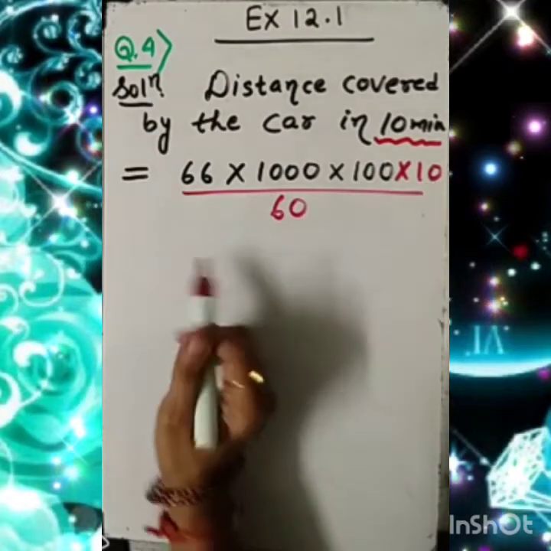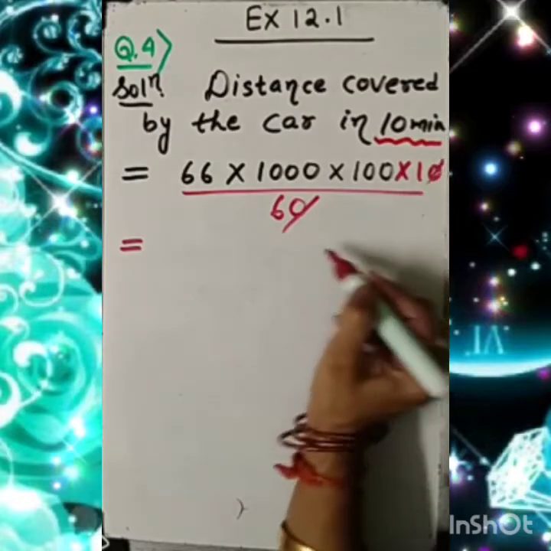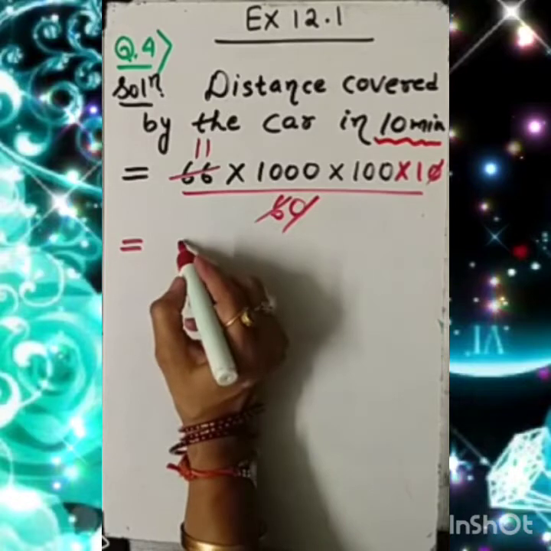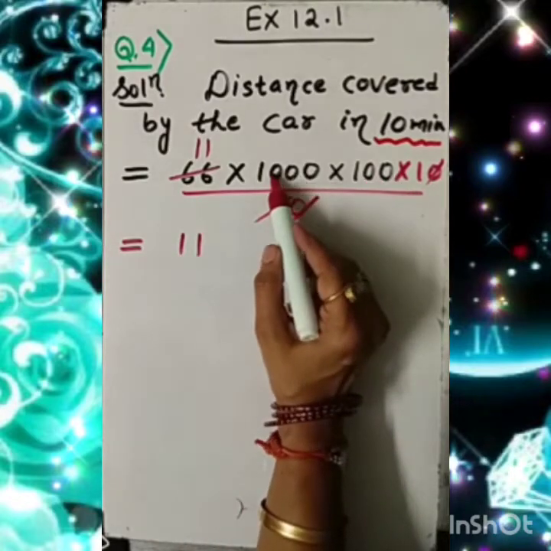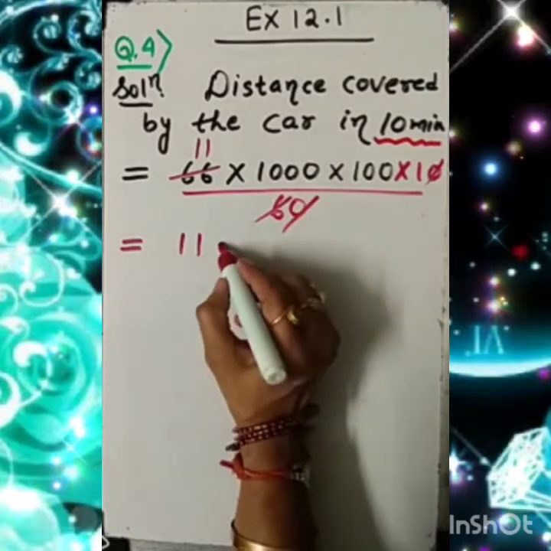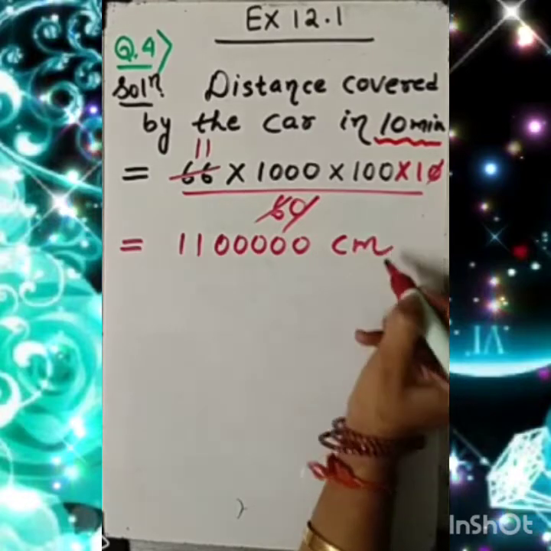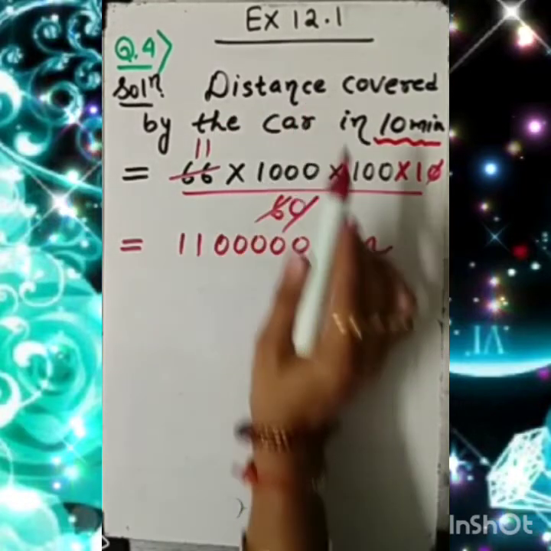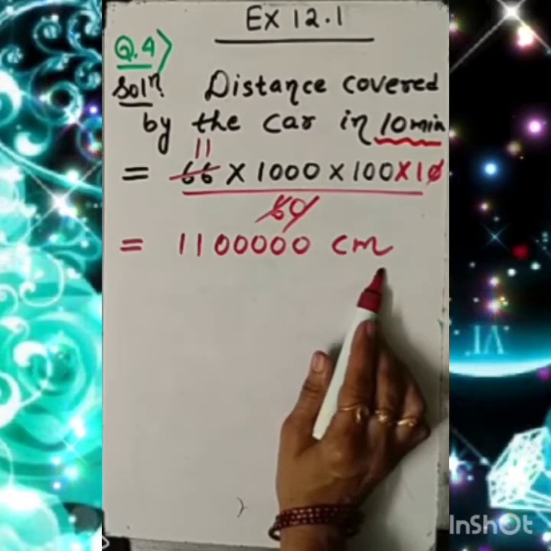Okay. Now let's move and let's simplify. This 0 cancel. This 6 will be cancelled with this 66, 11 6 times. So 11 and 1, 2, 3, 4, 5 zeros. 1, 2, 3, 4, 5 zeros and unit is centimeter. So my dear student, actually it is the distance, and distance we have converted into centimeter. Now you will say to me, ma'am, can we keep it in kilometer?